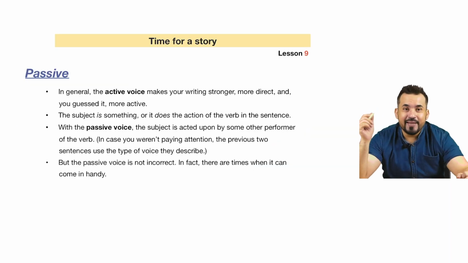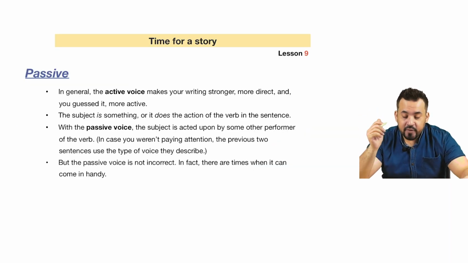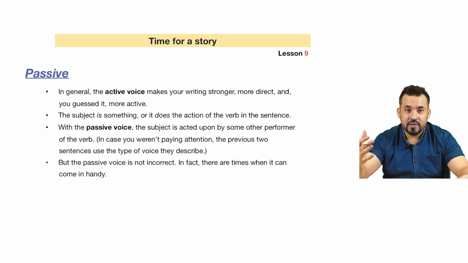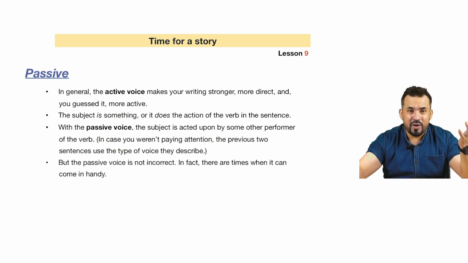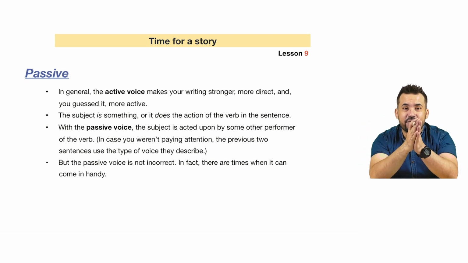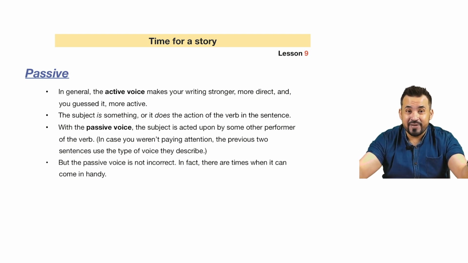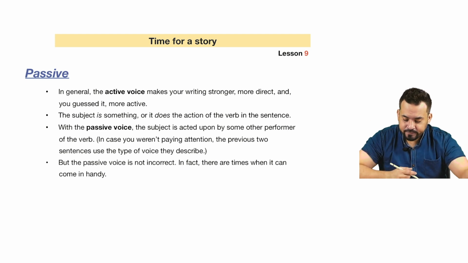So let's start lesson 10. Today we will talk about the passive voice and the active voice. What is the passive voice and what is the active voice and what are the differences? Now, the active voice is just, as you guessed it, more active. It has a subject in the sentence. The passive voice, the subject is removed and replaced by the object. Let's take a look.